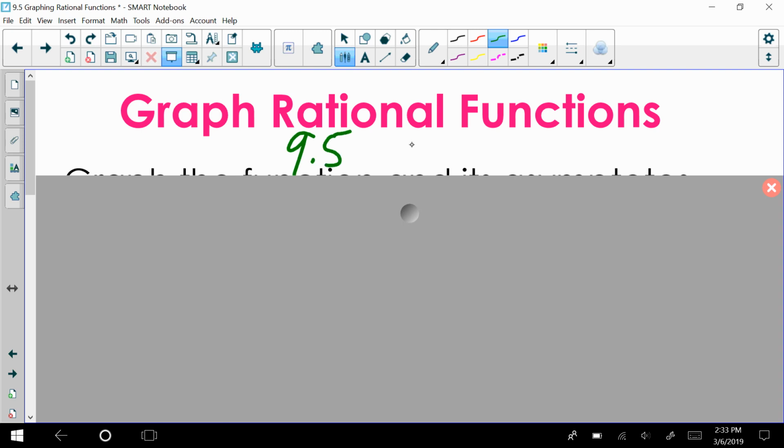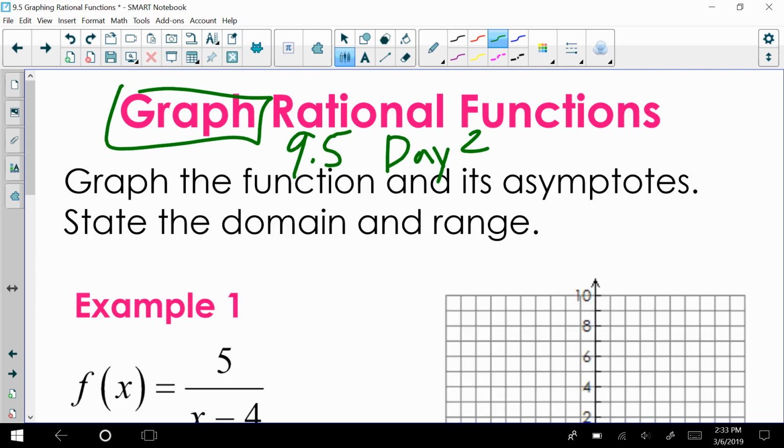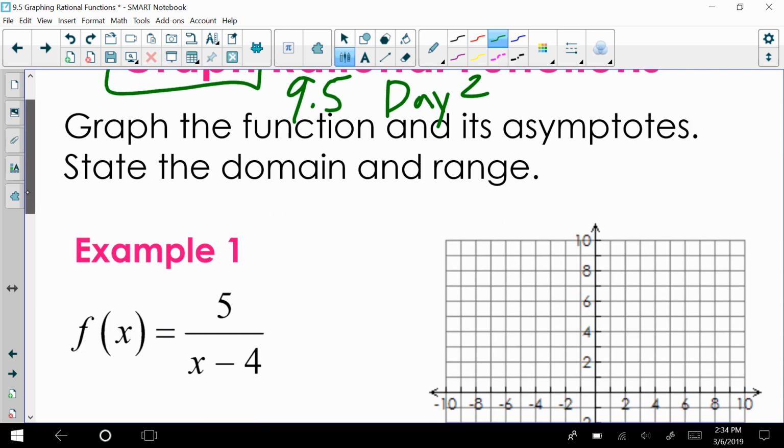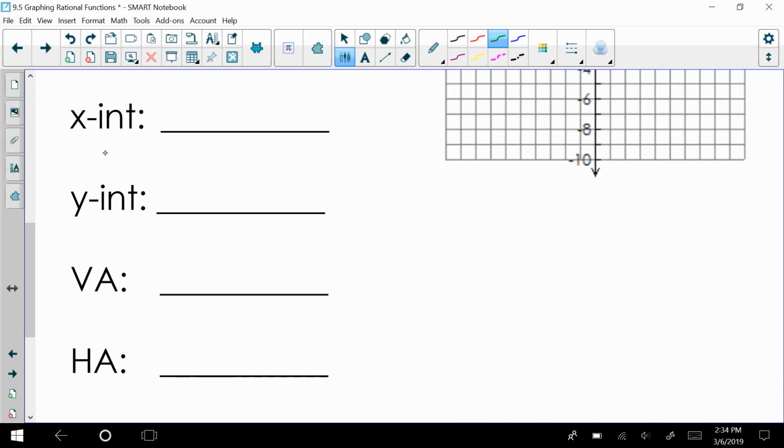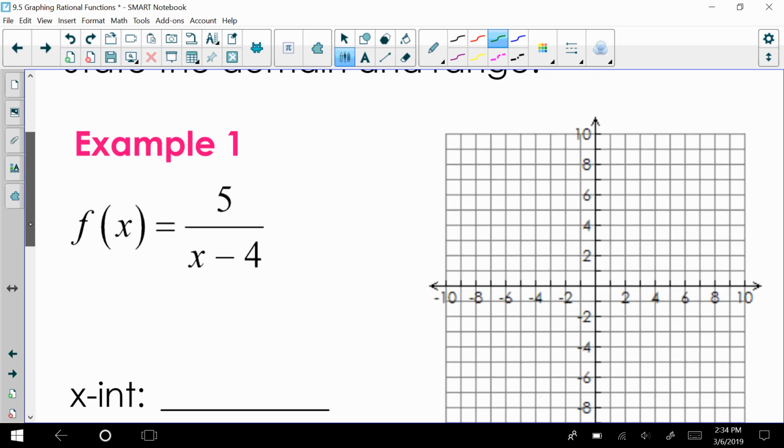9.5. This is day 2, and we're actually going to get into graphing rational functions. Last class, we spent a ton of time talking about 4 things, okay? Specifically, the x-intercept, y-intercept, vertical asymptote, and horizontal asymptotes, okay?